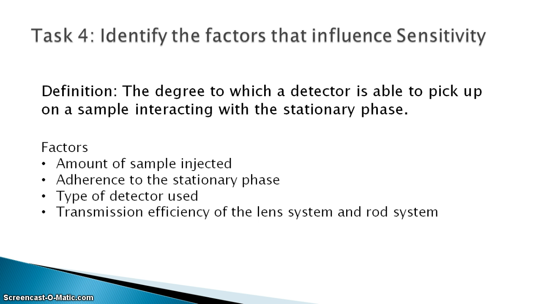Another factor would be the type of detector used. If you used a more modern detector, it's more likely to show better results, whereas if you use more outdated equipment, then the sensitivity might become an issue. And lastly, another factor that we need to consider is the transmission efficiency of the lens system and the rod system. So basically that's all my 4 learning objectives, and I hope you enjoyed the video.